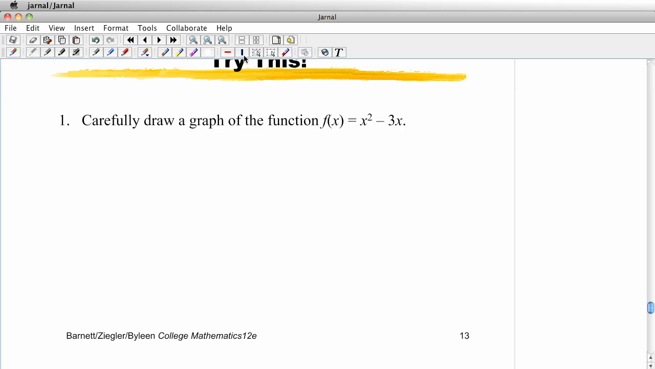This is most easily done with a calculator, and we'll go over that too. But it's fairly easy to plot a couple of points. For example, f of 0 is 0. That's easy enough to see.